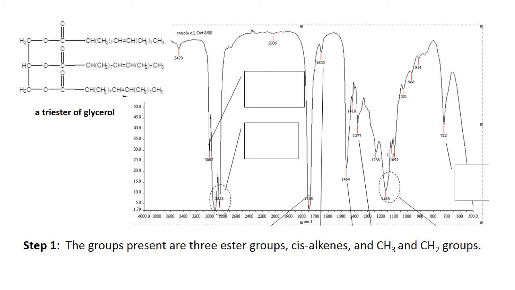So step number 1 is to identify the groups that are present in our compound. In the case of the reagent, the triester of glycerol, you can see that there should be 3 ester groups, 1, 2, 3, which would appear identical. There'll be internal cis alkenes present, and then of course a batch of methylene and methyl groups present in our compound.